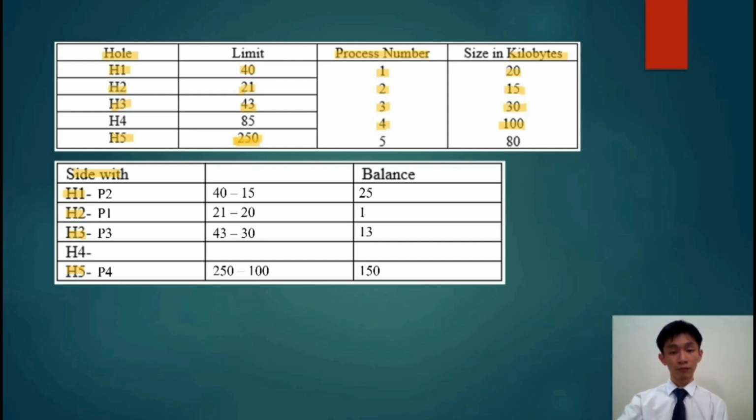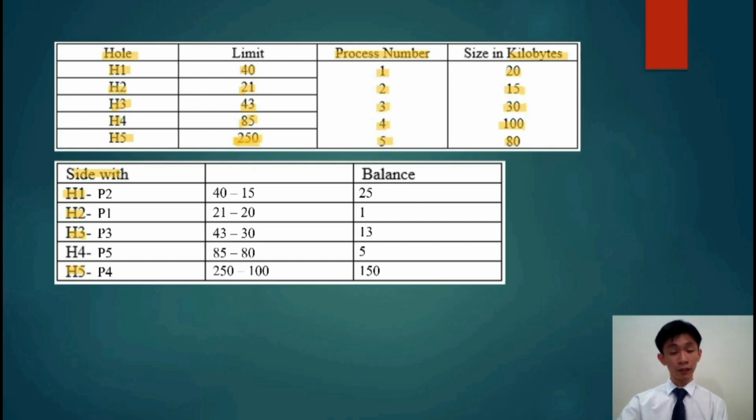The last one, P5, is 80 kilobytes. This hole 4 fits this 80. Its limit is 85, so its balance is 5. So hole 4 is with P5, 85 minus 80, and we get balance 5.